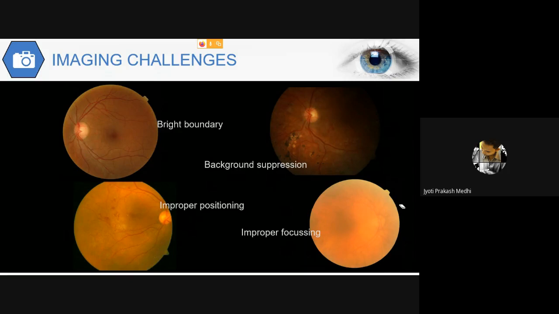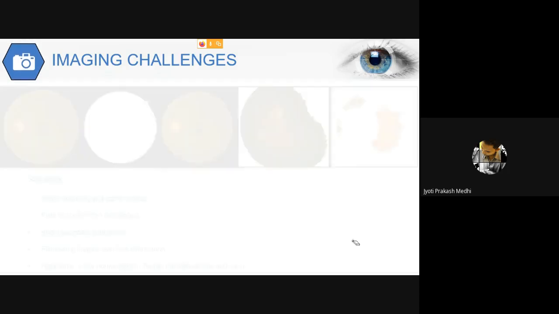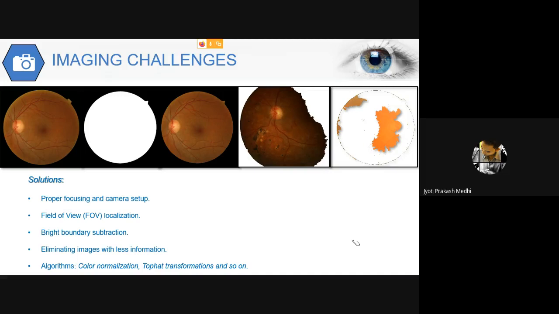For example, here we cannot identify where the optic disc lies or where the blood vessel lies, because these are all moving into a blur section. So these are various image challenges. In order to eliminate these challenges, we have to go for various solutions like proper focusing of the camera setup. Now there are other difficulties like the presence of noise, which occurs due to the deposition of various dust particles over the camera lens.